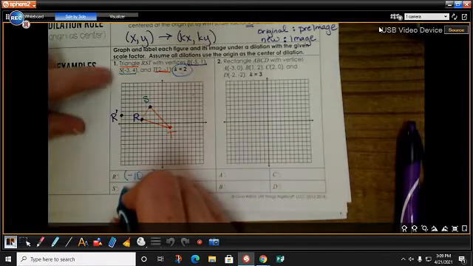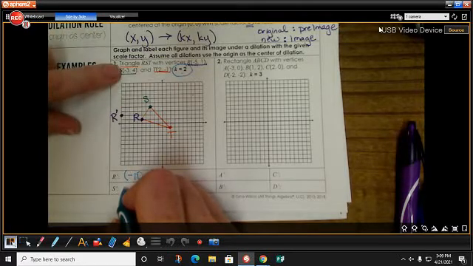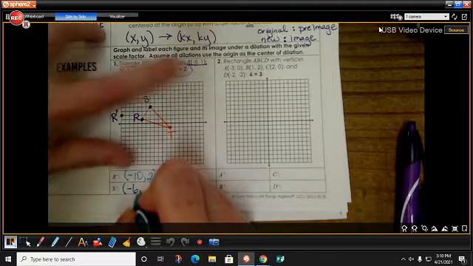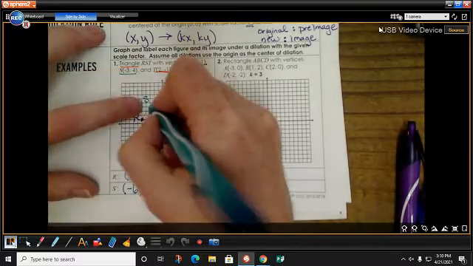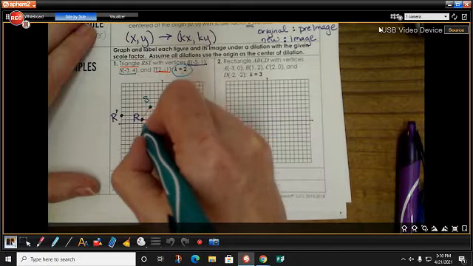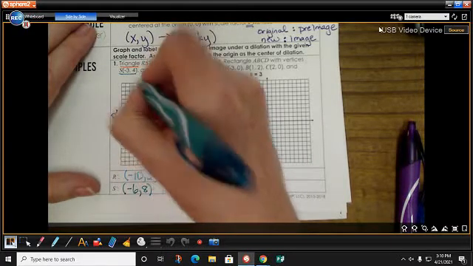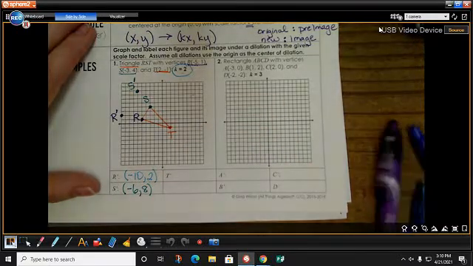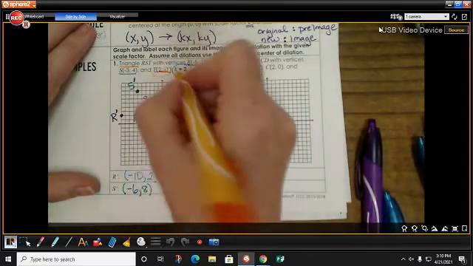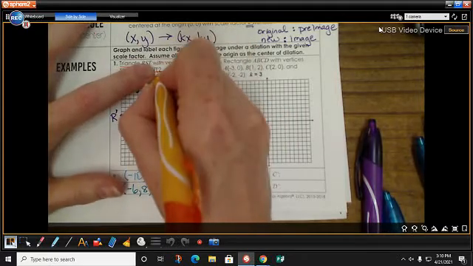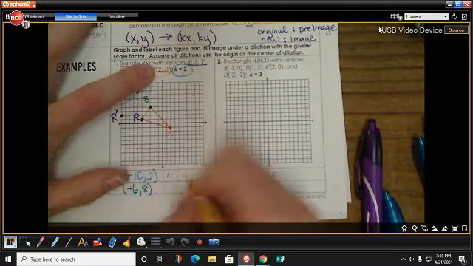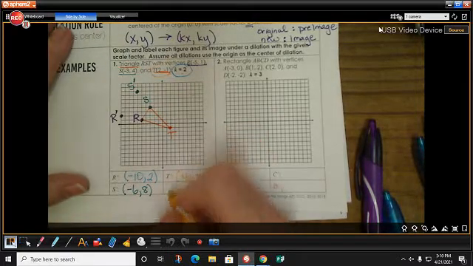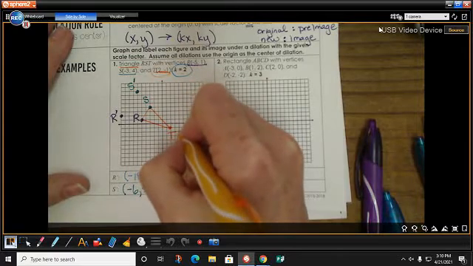Then S prime is going to take the values of S and multiply them by 2. So -3 times 2 will be -6, and 4 times 2 will be 8. So the image of S is at -6, 8. And that's going to be called S prime. Then T is going to be at the point twice as far as 2, -1. So I'm going to take 2 times 2 and get 4, and -1 times 2 and get -2. So T prime is going to be at 4, -2.